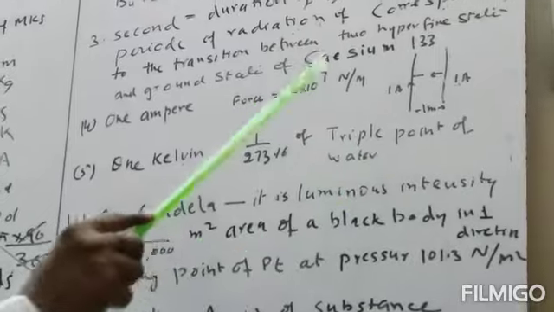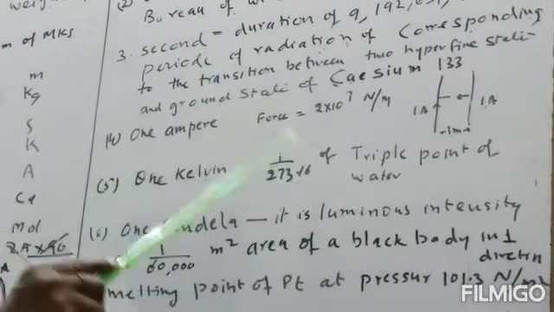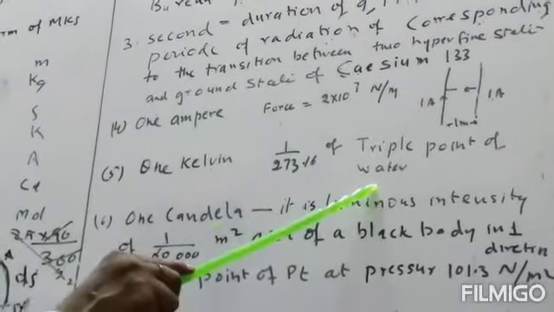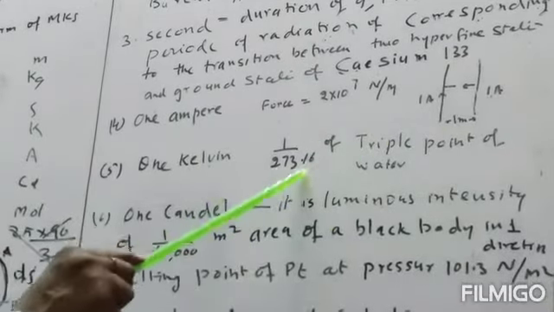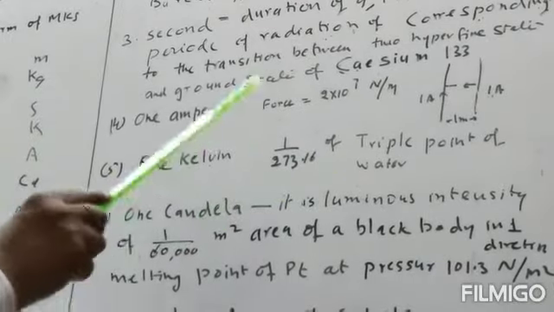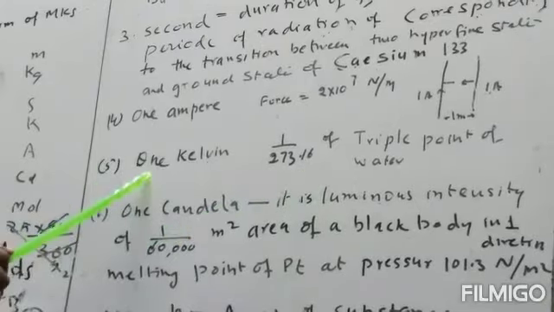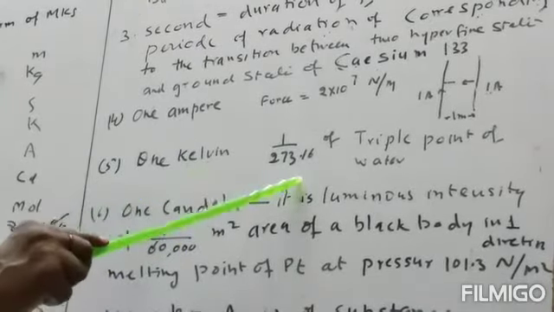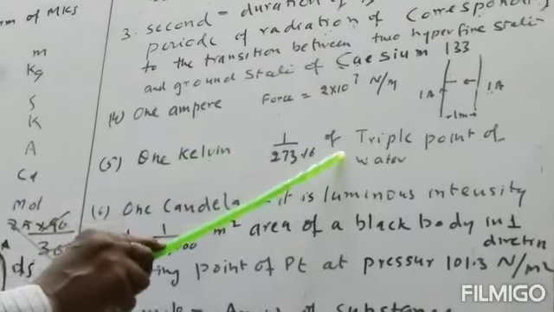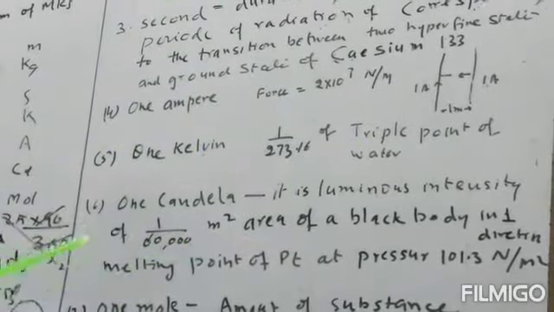Triple point means that at that point water is present in solid form, that is ice, liquid, that is water, and vapor. So at this temperature, when the water is present in all three phases, the temperature is 273.16 Kelvin. So 1 Kelvin is equal to 1 divided by 273.16 times the temperature of the triple point of water.